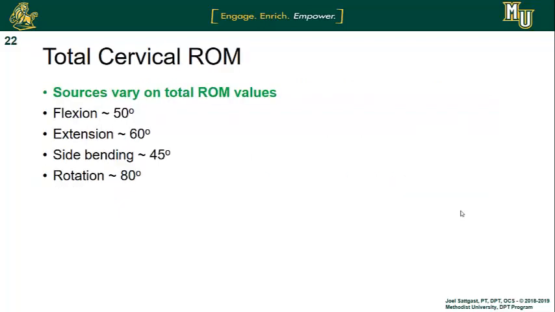So total cervical range of motion then, again, sources vary. We just discussed this. Flexion and extension 50 and 60 degrees, side bending 45, rotation approximately 80 up to 90. Very few people are going to have 45 degrees of side bending. Very few people are going to have 60 degrees of extension. Reason being is they're already in extension. If you look at them, they're already in a degree of lordosis. So just be mindful of that and screen that.